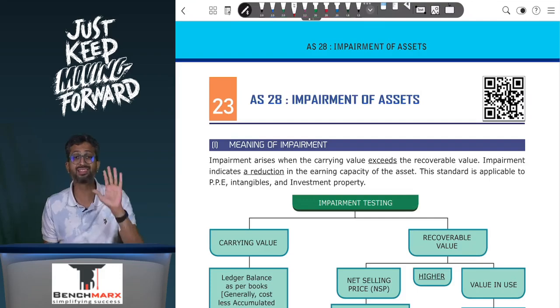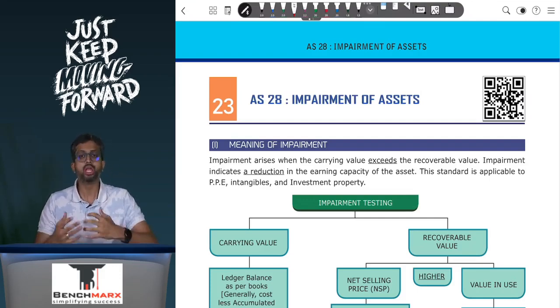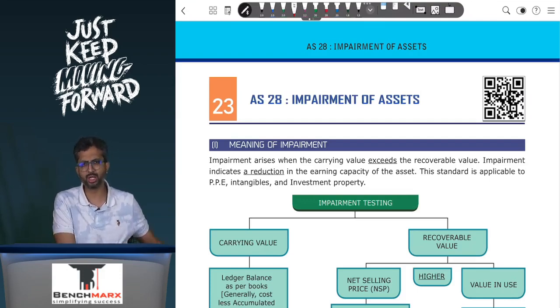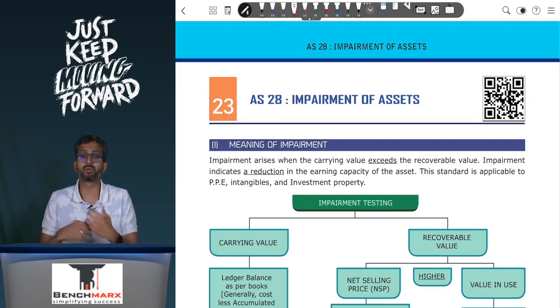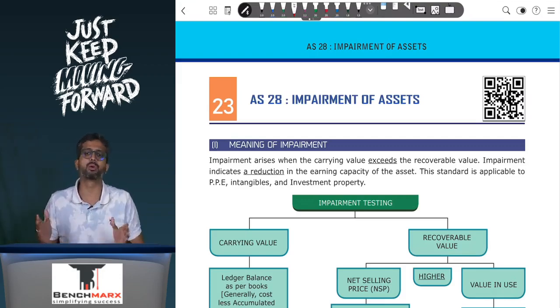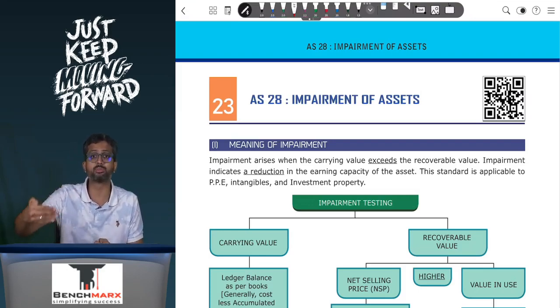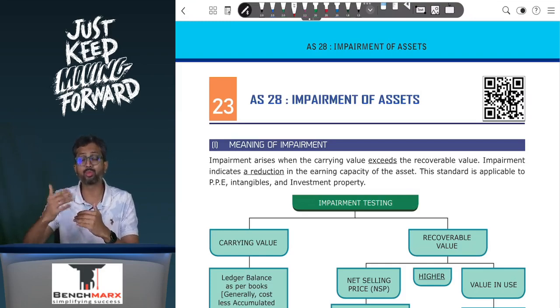You will compare the carrying value, that is the ledger balance of the asset, with something called the recoverable value. Now what is recoverable value? Well, for inventory we usually calculate NRV, right? Because inventory is held for the purpose of sale, and hence we need to figure out how much value an inventory will get if it is sold. However, a fixed asset or an intangible is generally held for the purpose of use. So we want to calculate something called value in use, which is calculated as the present value of future cash inflows. So you will try to predict the future cash inflows.